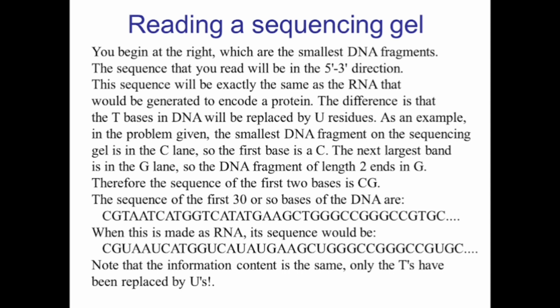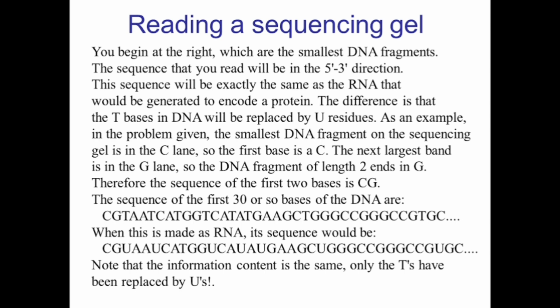The reading of the sequencing gel begins at the right, with the smallest DNA fragments. The sequence that you read will be in the 5' to 3' direction. This sequence will be exactly the same as the RNA that would be generated to encode a protein. The difference is that the T base in DNA is replaced by a U residue.